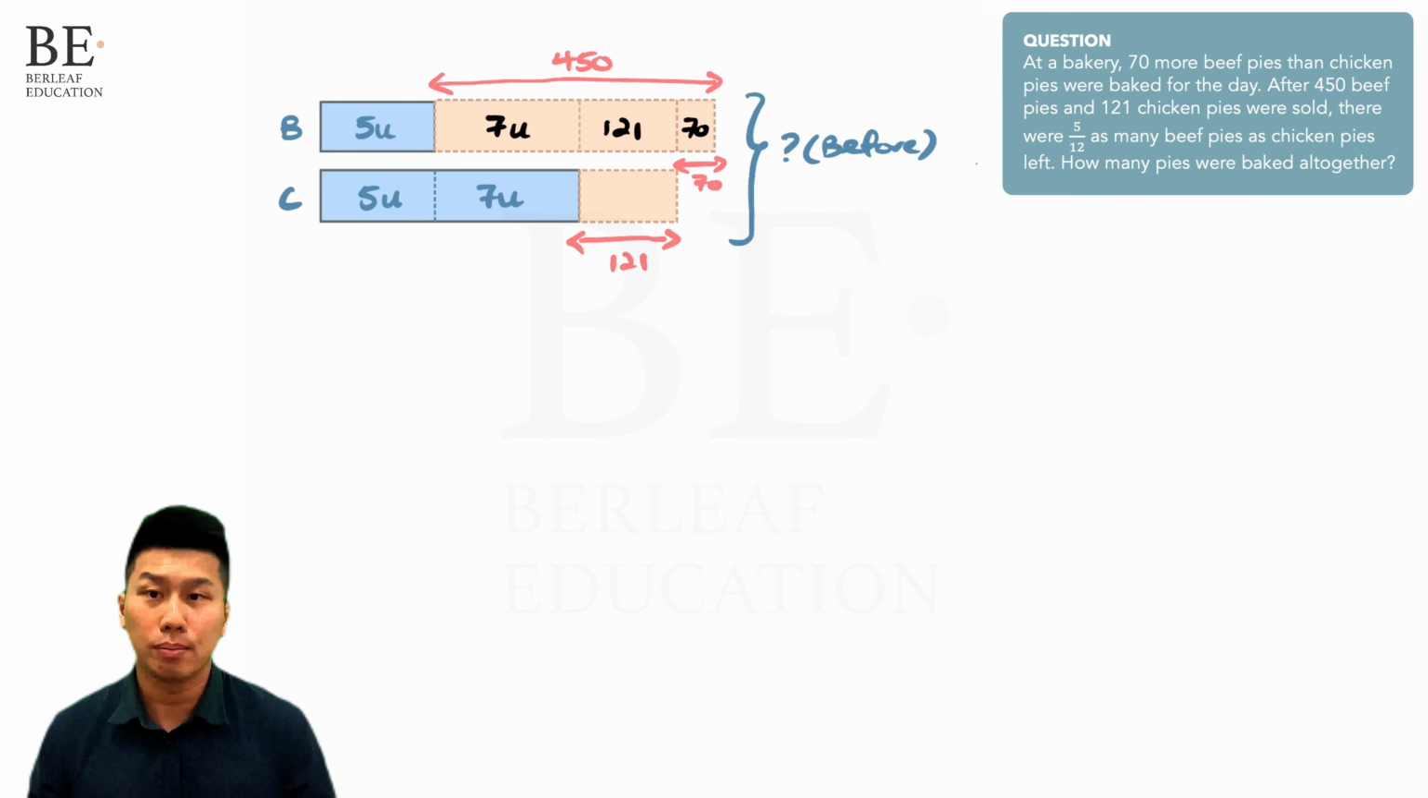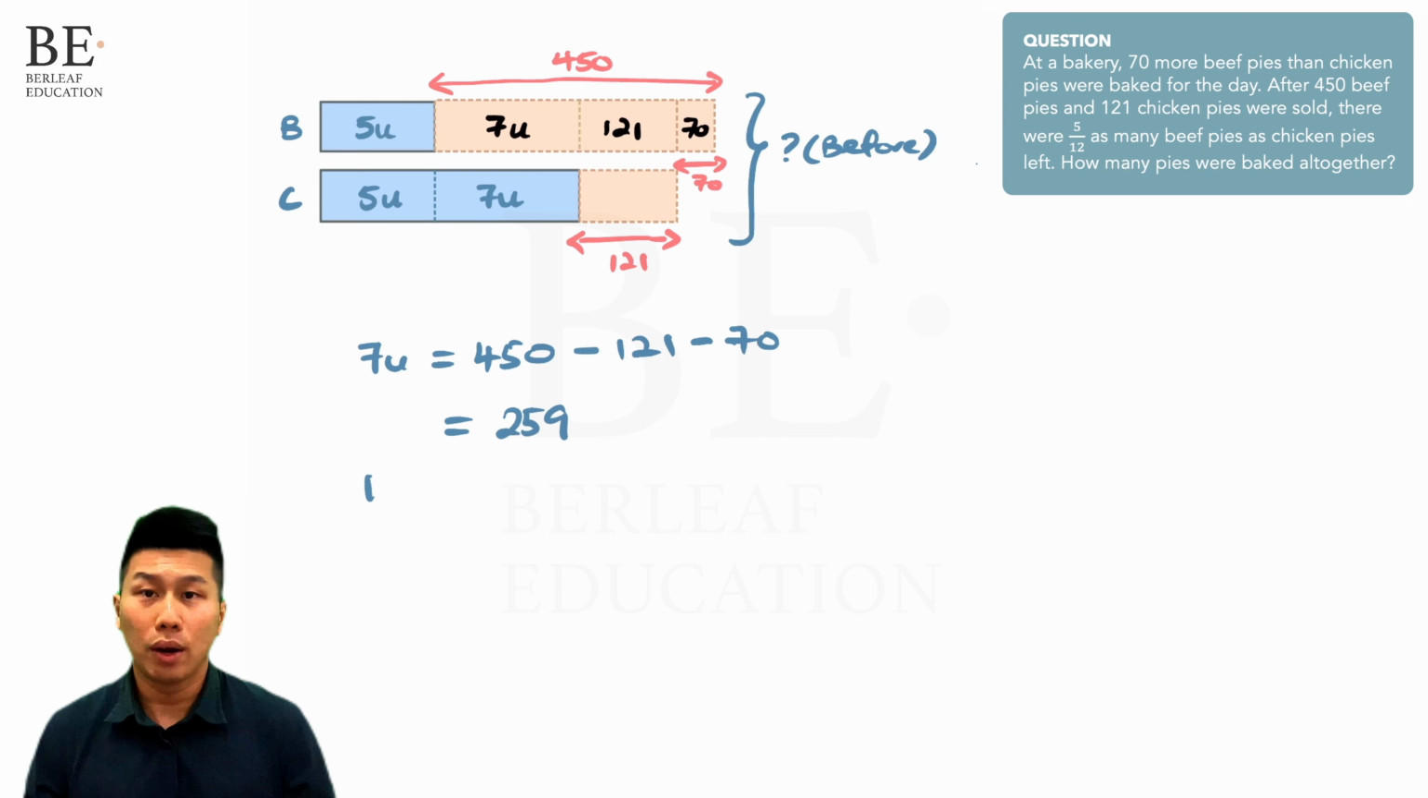Now to solve the question, as we can see here, this includes 7 units and it is 450. Hence, we can work out the value of 7 units by subtracting 121 and 70 from 450, which gives us 259. 1 unit would therefore be 259 divided by 7, giving us 37.